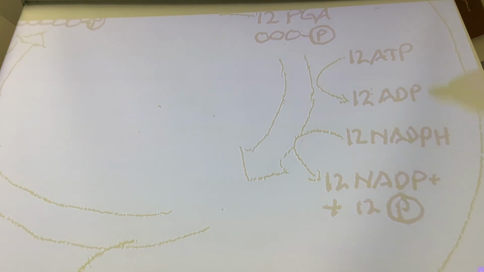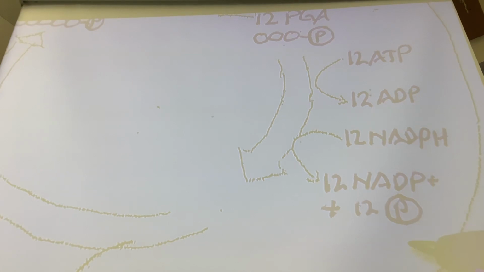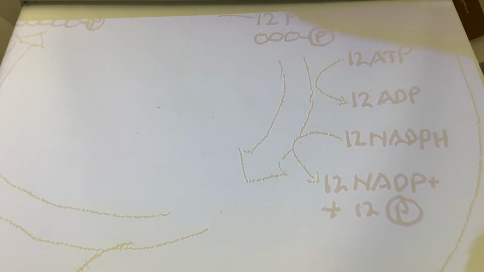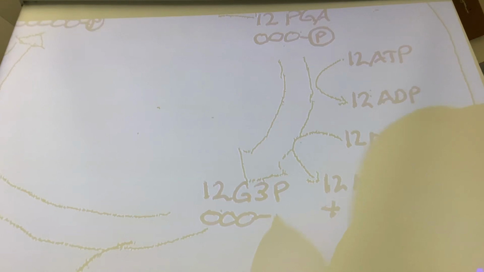So the ADP, the NADP plus, and the phosphate groups here are all going to get recycled. They can go back over to the light-dependent reactions to be transformed back into ATP, or the NADP plus is going to pick up more hydrogen to become NADPH again. So, I'm taking my PGA and I'm going to make G3P, and I'm going to make 12 of them. 12 G3P, triose phosphate. It's got 1, 2, 3 carbons and a phosphate group.